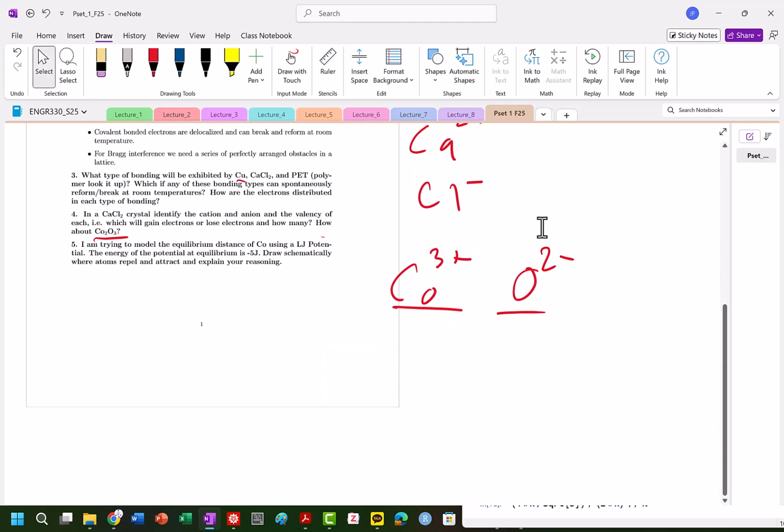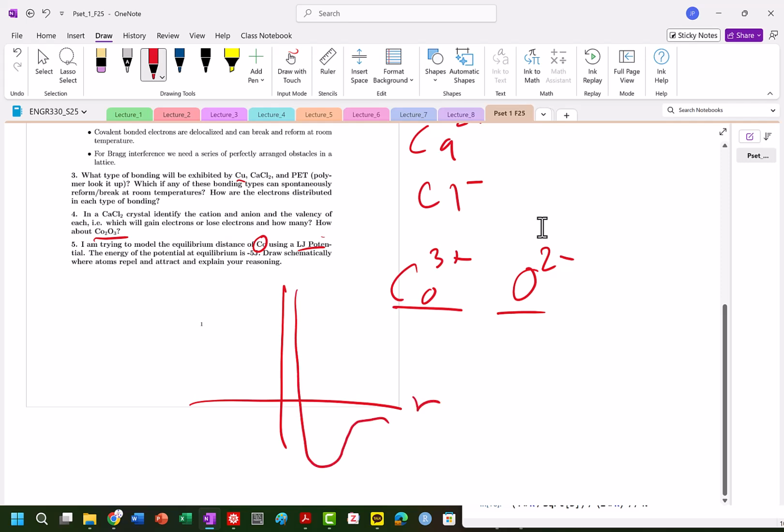Ooh, I like this. I'm trying to model the equilibrium distance of Co using my Lennard-Jones potential. It gives me my potential energy here. We're supposed to sketch where atoms repel and atoms attract. Basically here, we're going to attract. Here, we will repel. And you can explain your reasoning. If I were to go from state 1 to state 2, meaning they get further apart, then my energy increases. So I'm going to go from state 2 to state 1, meaning I'm going to attract them closer together. If I were to go from state 1 to state 2, meaning repel, separate, that's going to lower my energy. If I go from state 2 to state 1, meaning attract, it increases the energy. That's not going to happen.